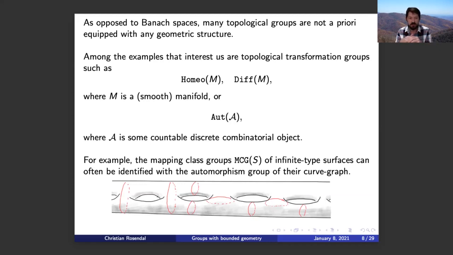In this particular example that I've drawn here, which is an infinite genus non-compact surface, you can look at the curve graph, where you take the simple closed curves as your basic objects, and then put a graph on them by saying two of them are related by an edge if they have disjoint realizations. And it turns out that the mapping class group is just the automorphism group of this curve graph. So that's another way of bringing about these automorphism groups, and thus points to their importance.